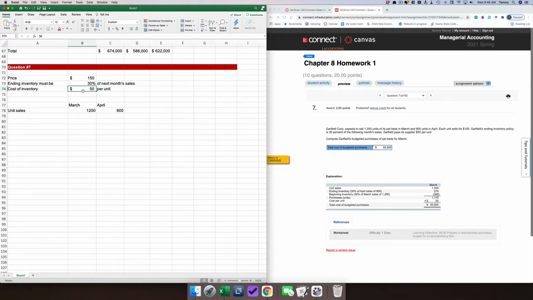Okay, so one of the things that's challenging about this class and about all of your classes as you start moving up into the upper levels is that sometimes you're given information that you don't need. We are asked for the cost of our budgeted purchases. The fact that the price is $150 per unit is irrelevant. All we care about is how much we are actually going to have to spend to buy these things.